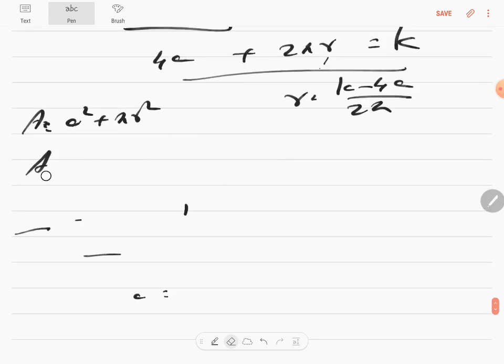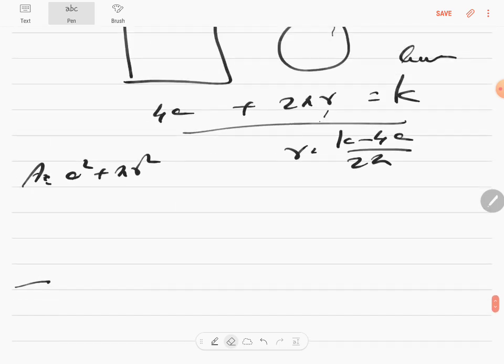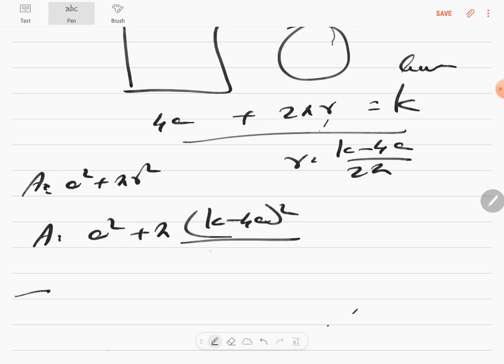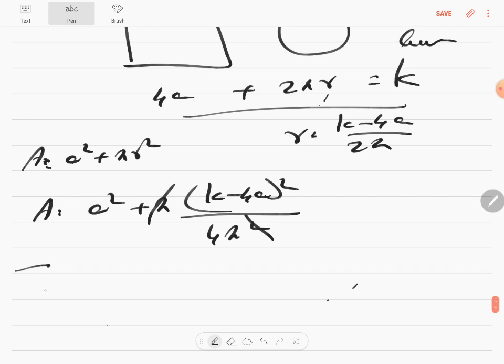The combined area is a square plus pi r square, and r is equal to k minus 4a by 2 pi. Substituting one in terms of the other, a square plus pi into k minus 4a the whole square by 4 pi square. The pi and the pi get cancelled. So I'm going to differentiate it with respect to a.